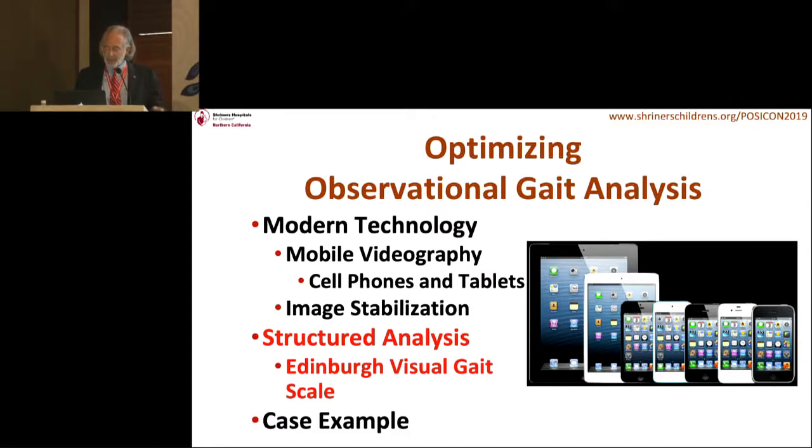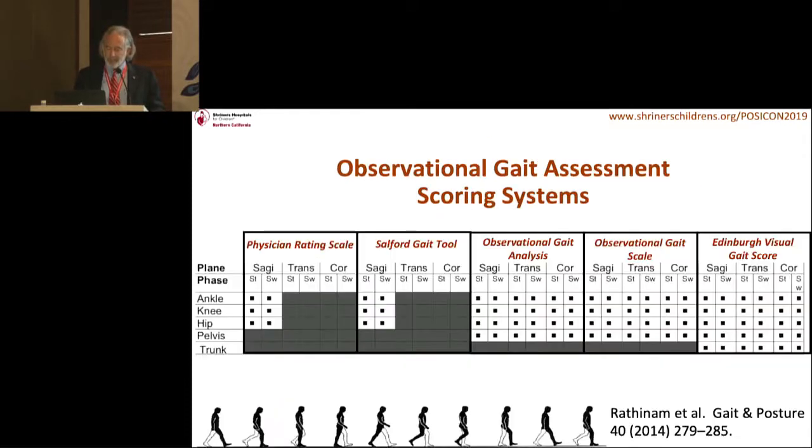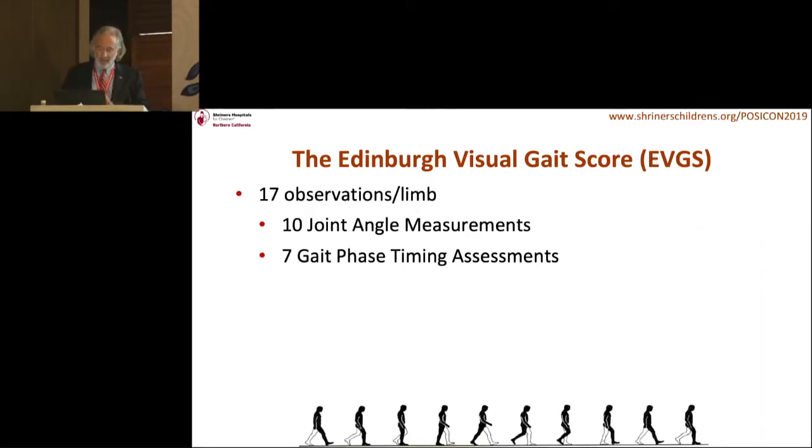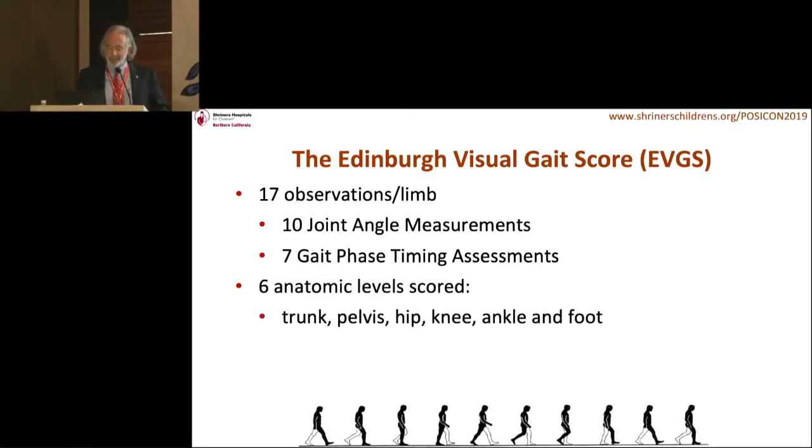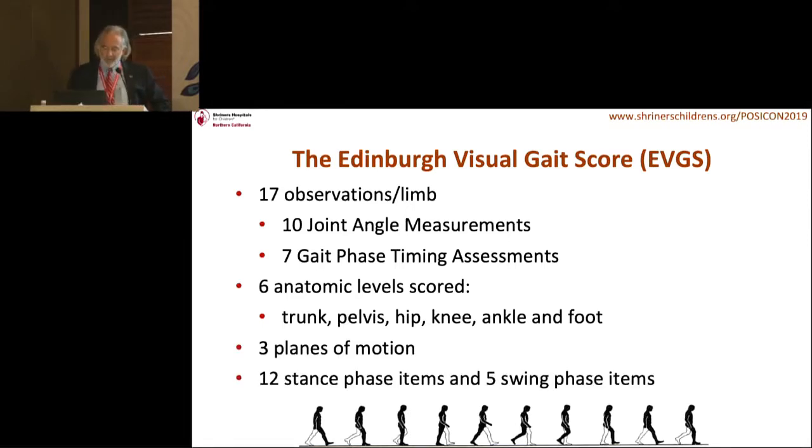Once you have the high quality video, and the software easily available and inexpensive, that allows you to analyze the video, you then need a structured method for analyzing the video. A recent review showed that the Edinburgh Visual Gait Score is the most comprehensive observational gait tool and has the most robust psychometrics. The Edinburgh Visual Gait Score has 17 observations per limb, 10 joint angles, and 7 gait phase timings. 6 anatomical levels are scored in 3 planes of motion through 12 stance phase items and 5 swing phase items.